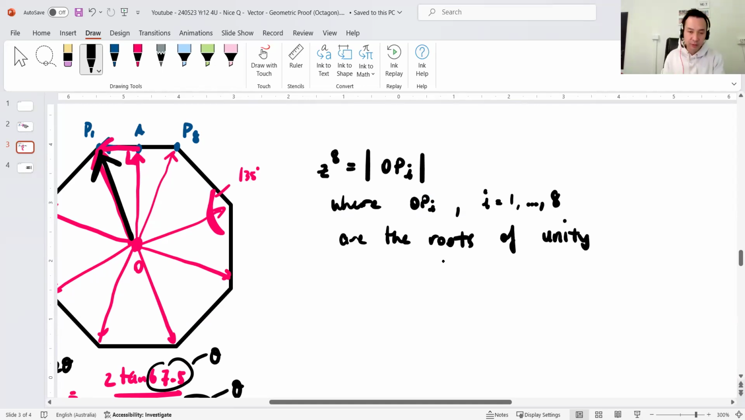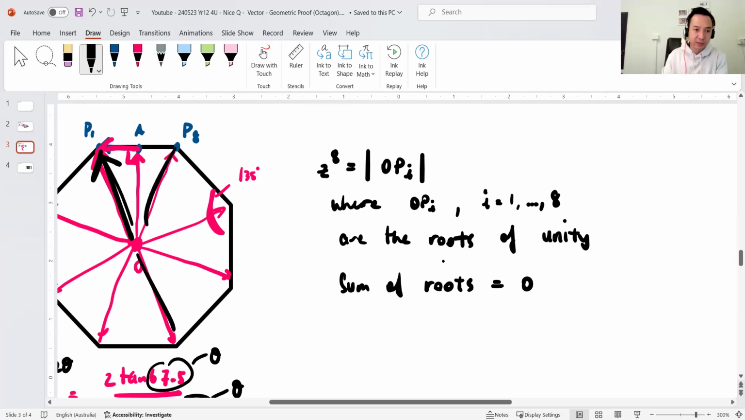Now, if they're the roots of unity, in this case, we know that the sum of the roots, maybe I'll write the sum of roots. Don't be lazy. Sum of roots should equal 0, right? Because you can sort of see that they all cancel out. Sum of the roots equals 0. By that I mean this guy cancels out with this guy cancels out with this guy, etc., because these roots are unity. Sum of the roots is 0. And in fact, if you use polynomials, it should be 0 because there's no z^7 coefficient.